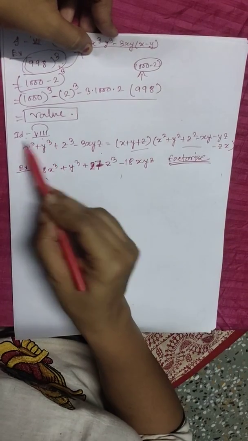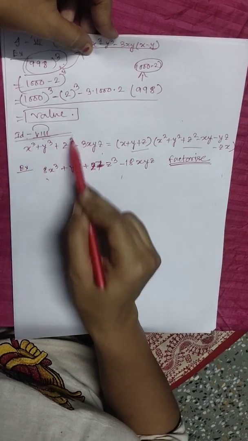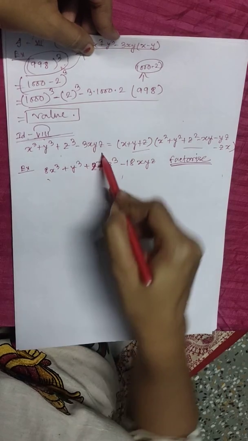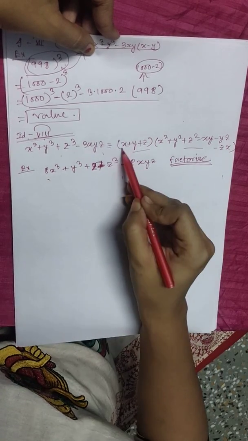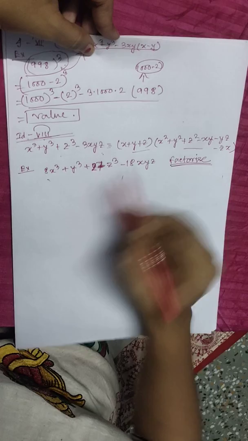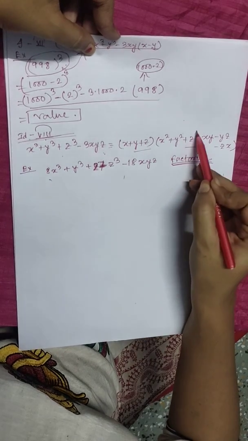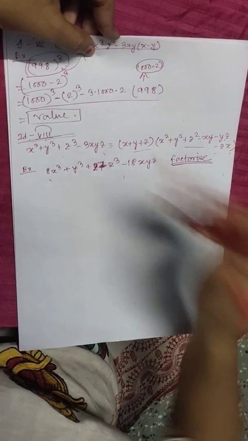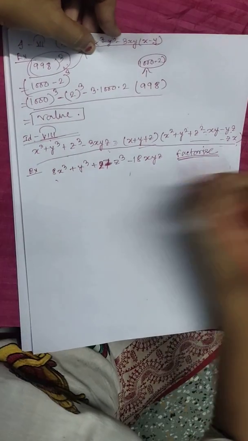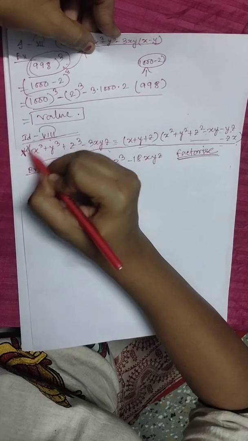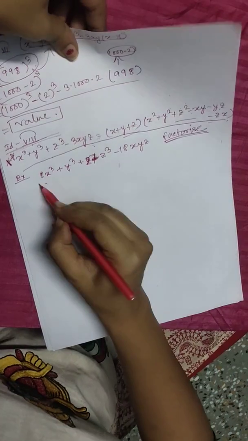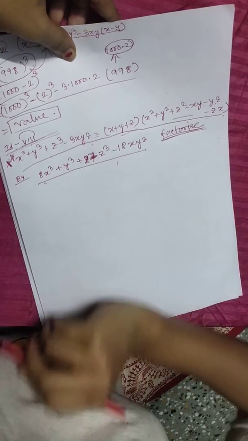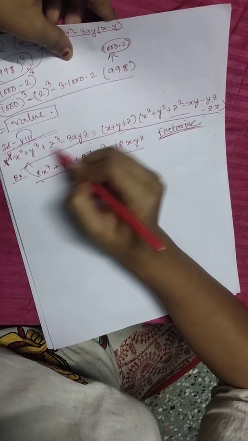Now the last identity is identity 8, and the identity looks like this. x cube plus y cube plus z cube minus 3xyz will be equal to (x plus y plus z) into (x square plus y square plus z square minus xy minus yz minus zx). Okay, you have to memorize this formula. This is also very much important. Now if I give you this example and ask you to factorize this, how will you do this? You will do this by using identity 8.